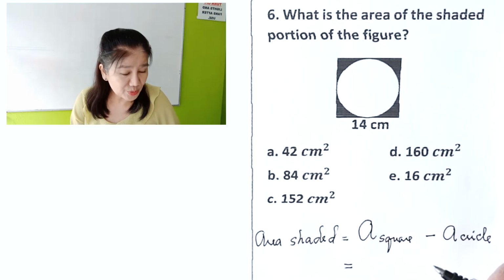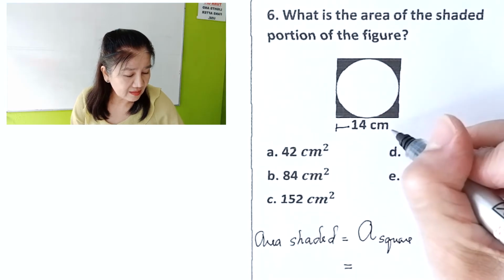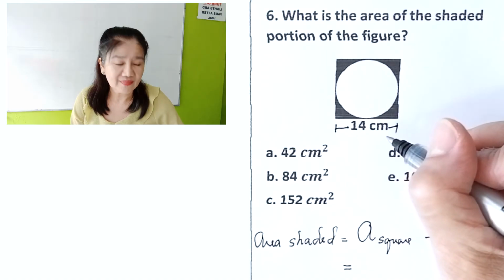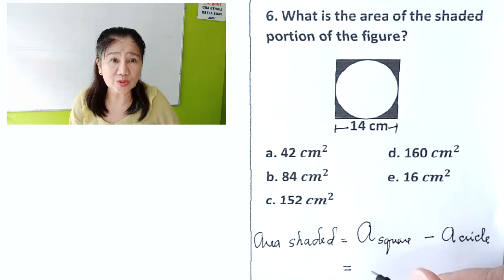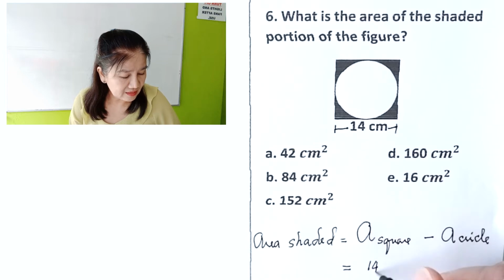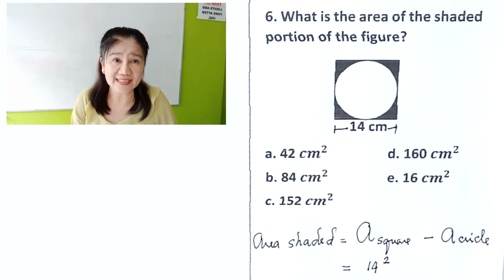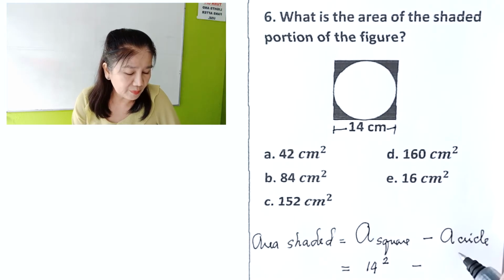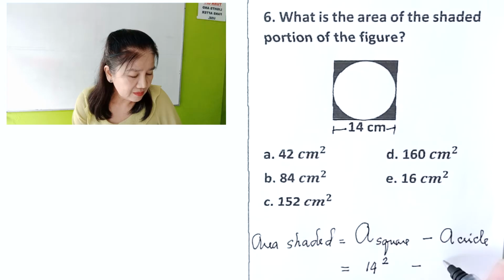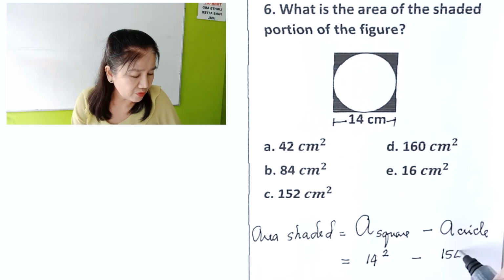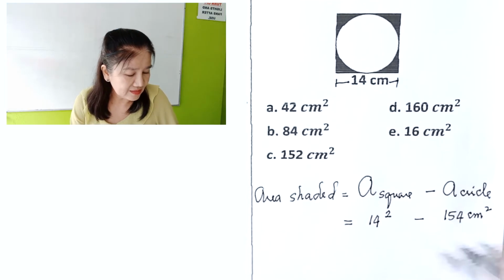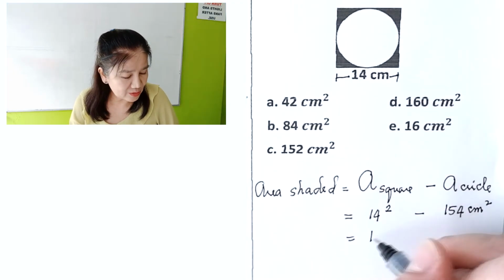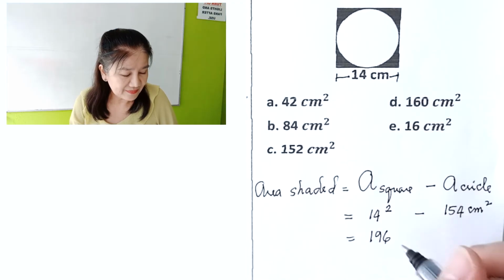Now, the square has side 14 cm. So the area has to be 14 squared, or 14 times 14, minus the area of the circle, which we have learned in problem number 5 is 154 cm squared. So now, what is 14 squared? 14 squared is 196, right?